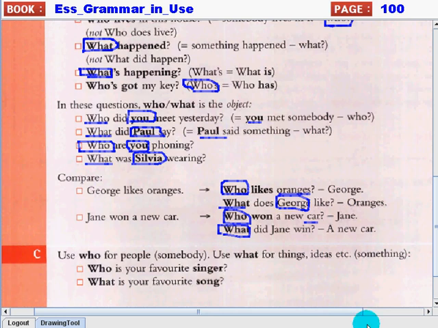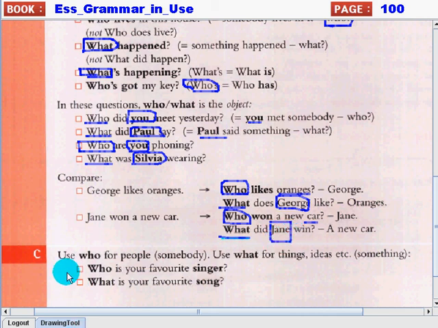Jane, object. Okay, what is our object? Something that Jane won. Okay, Jane is our subject. Again, what is the object? Okay, again, our object here is what, and it means the car, and Jane is our subject. She won the car. Alright?